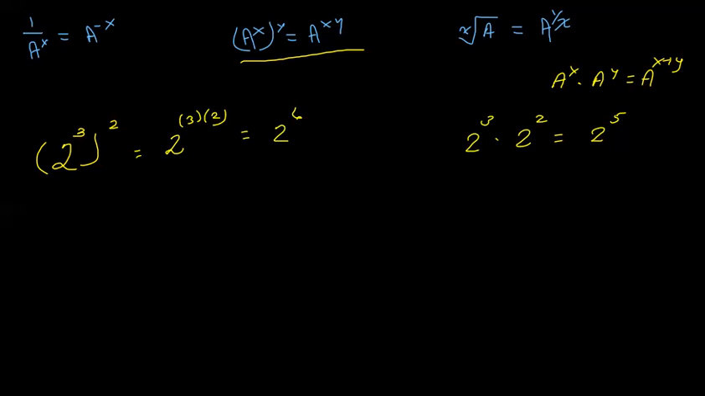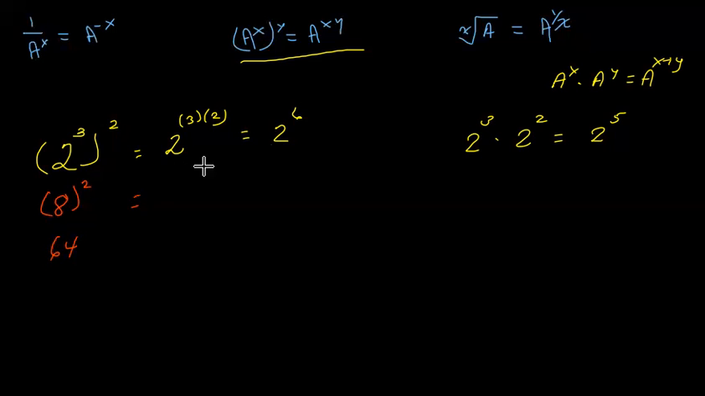Here's the first way we're going to check it. What we're going to do is we're going to say, okay, what is 2 to the third? Well, 2 to the third is 2 multiplied by 2 multiplied by 2. 2 times 2 is 4. 4 times 2 is 8. So this is 8 squared. So 8 squared is actually 64.